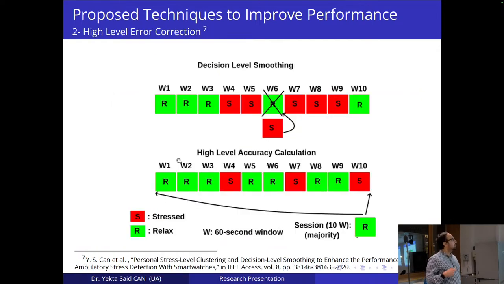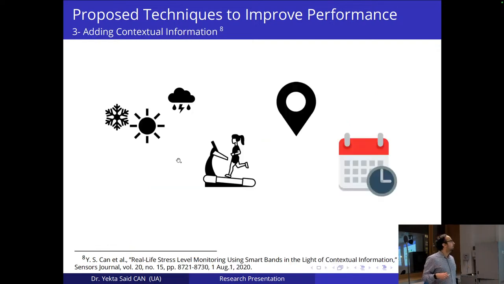Another technique is high-level error correction. Here you can see our system's decisions for 1-minute windows. But physiologically you cannot go from stress to relax and from relax to stress in only 1 minute. So clearly this is our system's mistake. By looking at this high level, we can correct our system's mistakes and get better accuracies.